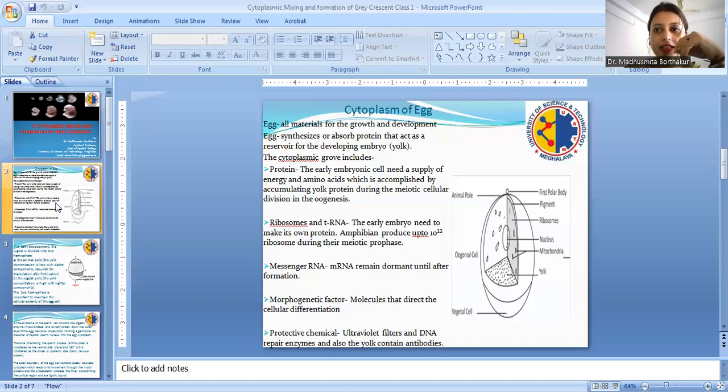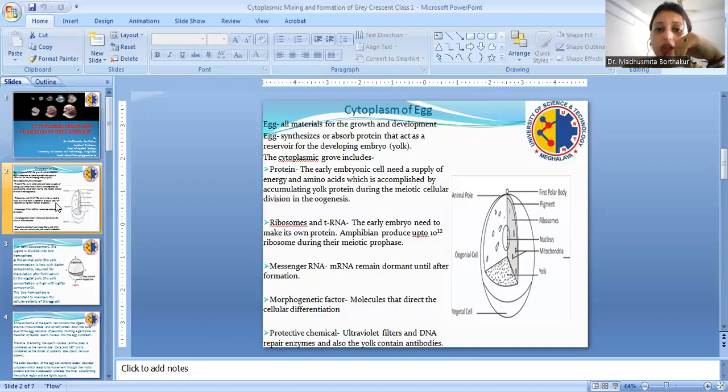It helps in synthesizing or absorbing protein. Always remember, protein synthesis takes place in the cell cytoplasm. Inside the nucleus, what happens? The DNA will form the mRNA through the process known as transcription. But in the cell cytoplasm, translation takes place, that is, the protein formation takes place. This also acts as a reservoir for the developing embryo. The cell cytoplasm is often seen to act as a reservoir for the developing embryo.